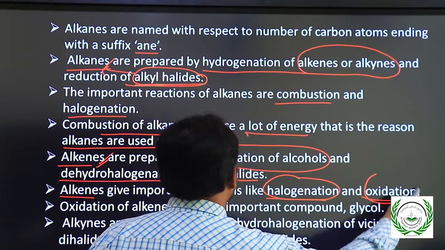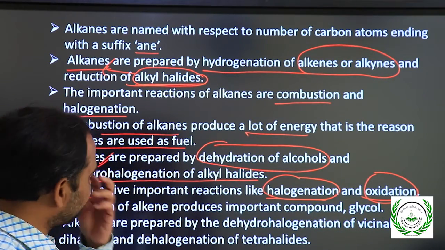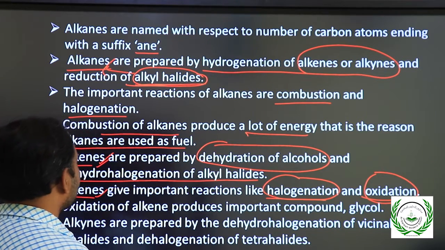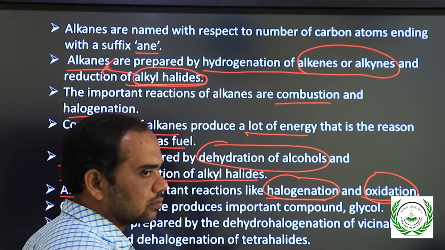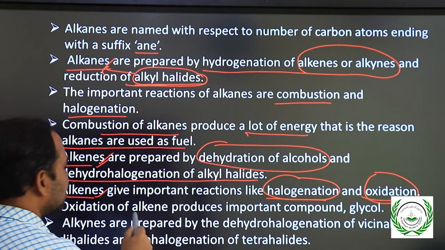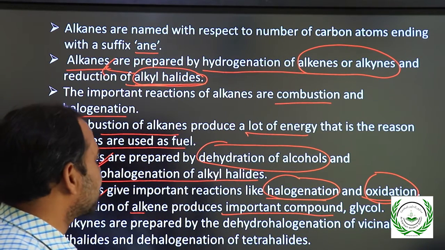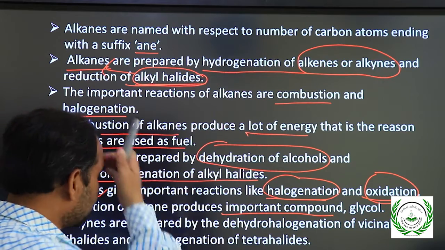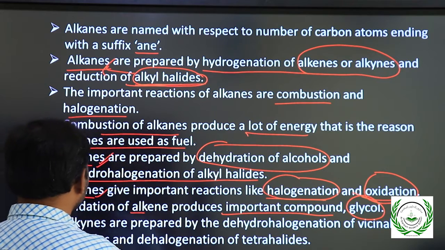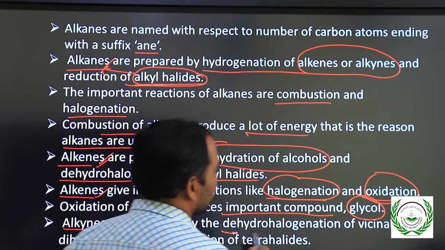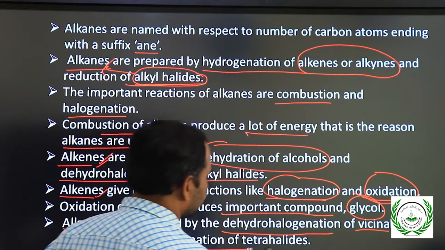And oxidation of alkenes is also an important reaction. Here oxidation means don't consider it as a loss of electrons. The process is different here. It involves breaking the double bond, making it single bonds. Oxidation of alkene produces an important compound. So what is that important compound? Glycol. We discussed glycol.